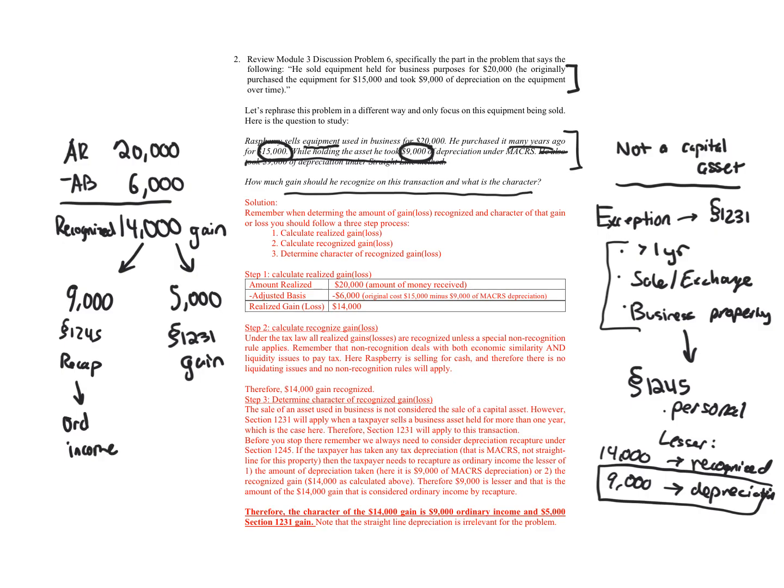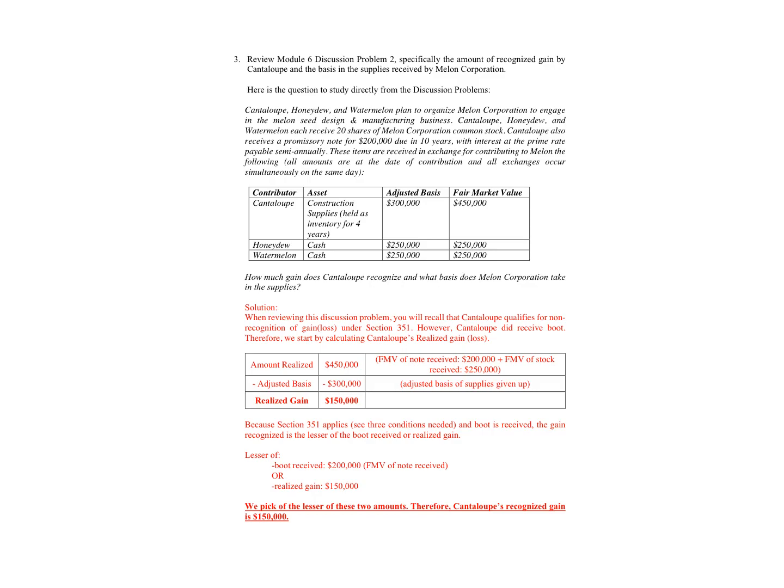All right, let's go to problem 3. Problem 3 comes from Module 6, discussion problem 2, just like the question we did. It's just going to focus on how much gain Cantaloupe recognizes and what basis Mellon Corporation takes in the supplies. So two parts to the question.